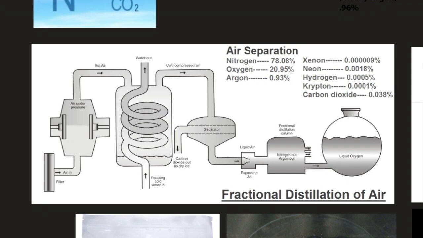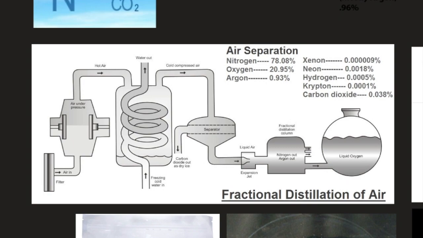The air becomes liquid, it goes through an expansion jet, and it expands. The fractional distillation column allows the nitrogen and argon to escape, and then the liquid oxygen is kept here, and the nitrogen is separated from the liquid oxygen. Eventually the nitrogen is separated from the oxygen, the argon, and the various other components that the air is made of.